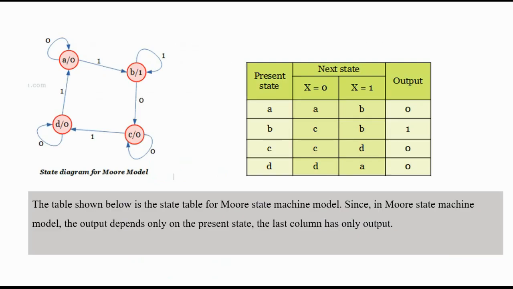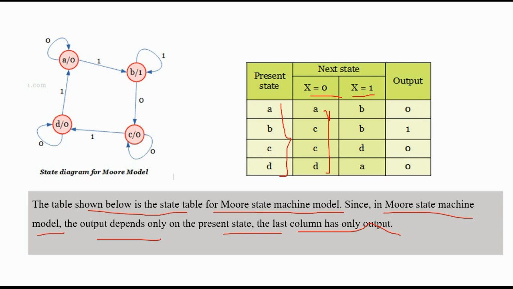And in case of the Moore machine, what you have to keep in mind is that the table shown below is the table for the Moore state machine. Since in the Moore state machine model the outputs depend only on the present state, the last column has only output. So there are no corresponding inputs. See, the present states are A, B, C, D. So the next state might be for x equal to 0 input, x equal to 1, and the corresponding values here.